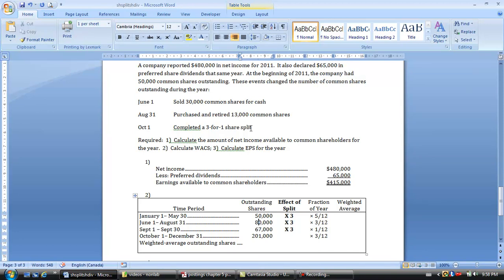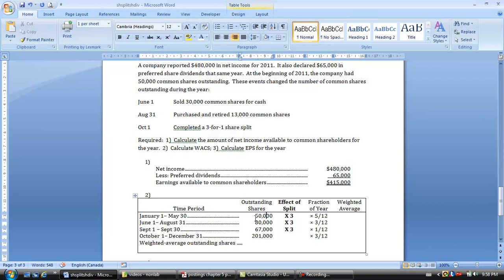Now, you may think with the share dividend or with the share split, some of you may think, hey, we're double counting here because these 50,000 shares are part of this 80,000. If we keep multiplying everything by 3, we're exponentiating this. It's getting far too big. Well, no, don't forget, there's no overlap because the fraction of the year is independent. These 5 months don't overlap these 3 months. They're different parts of the year.